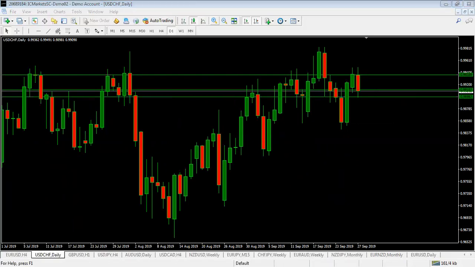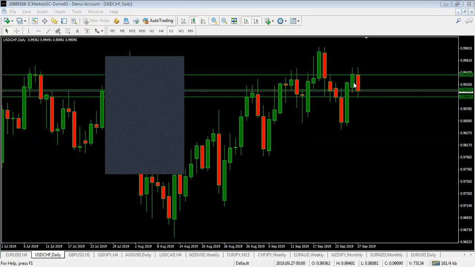Let me do that on a daily. To get the pivot of that candlestick: 0.9948 plus 0.9906 plus 0.9937, divide by 3. What do we have there?